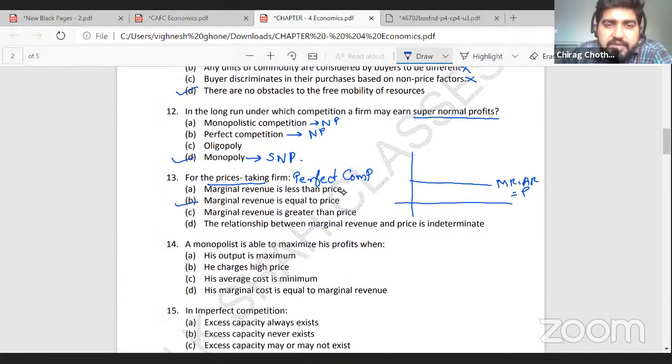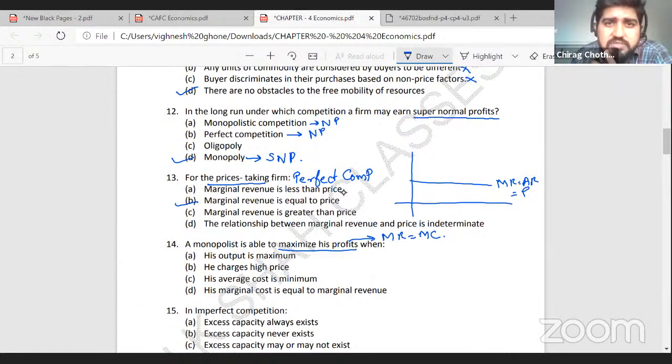Question number 14, my friends. A monopolist is able to maximize his profits when dash. Now, when would you be able to maximize the level of profit? What is the profit maximizing level? Maximizing profit is a point where your MR is equal to MC, right? That is the point when your total profit will be highest, will be maximum. So what will be the correct answer? When his output is maximum? No, we have never heard about output maximization, right? He charges high price. Well, students, please remember high charges or high price never ever says that we will be making higher profits. Correct?